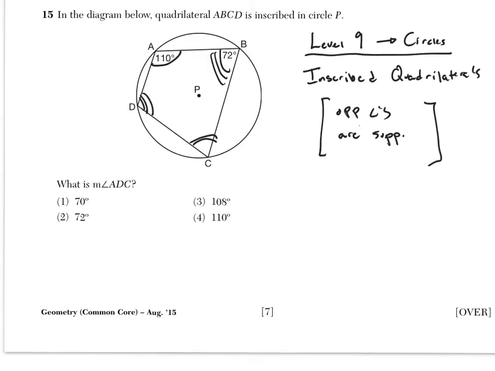So since this is asking me for angle ADC, ADC is right over here. We just have to say that these two angles are going to be supplementary. So I'll just do 180 minus 72, and that gives me 108. Done and done. Easy question.